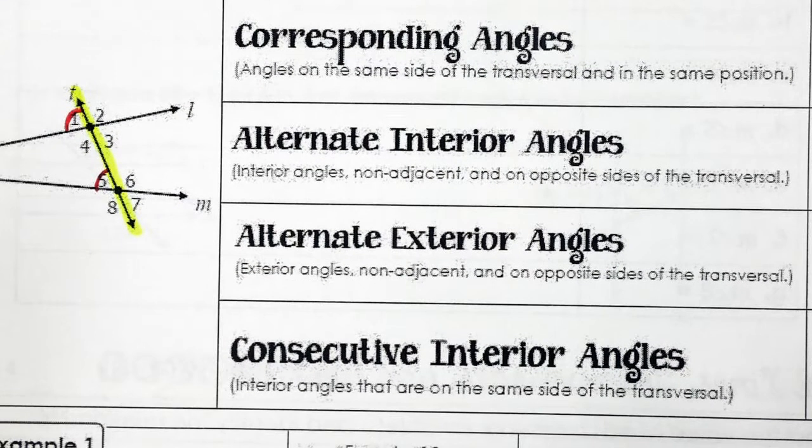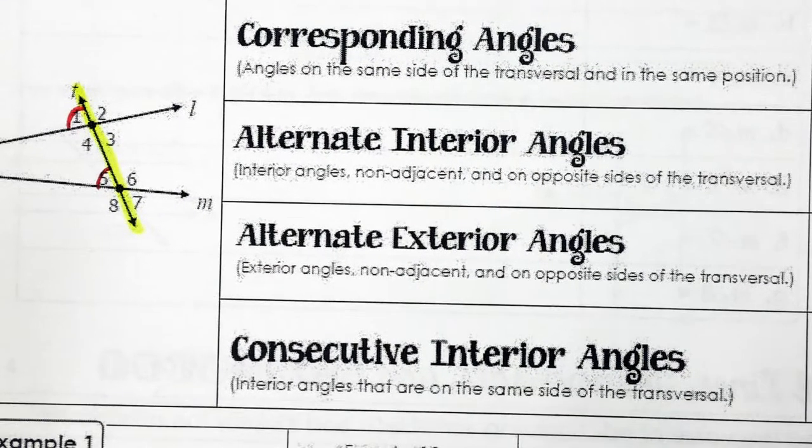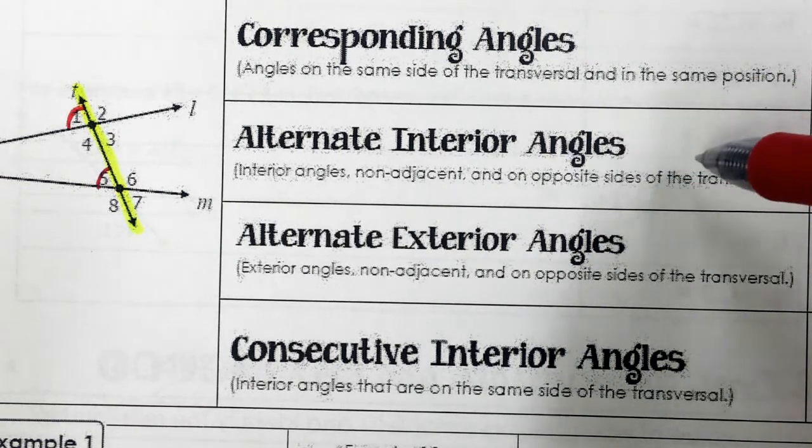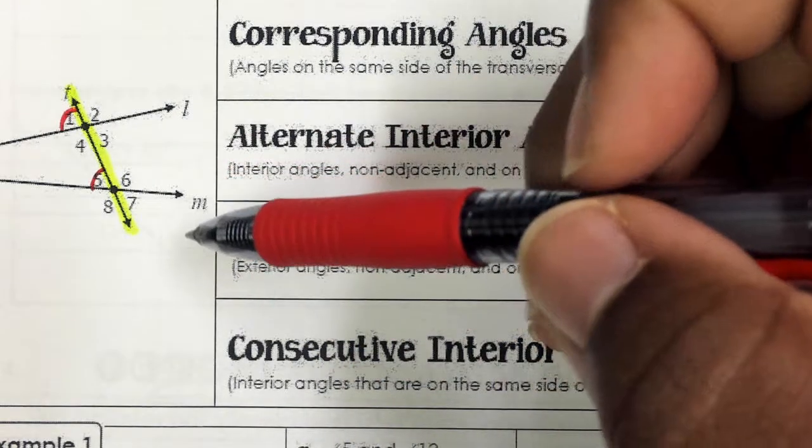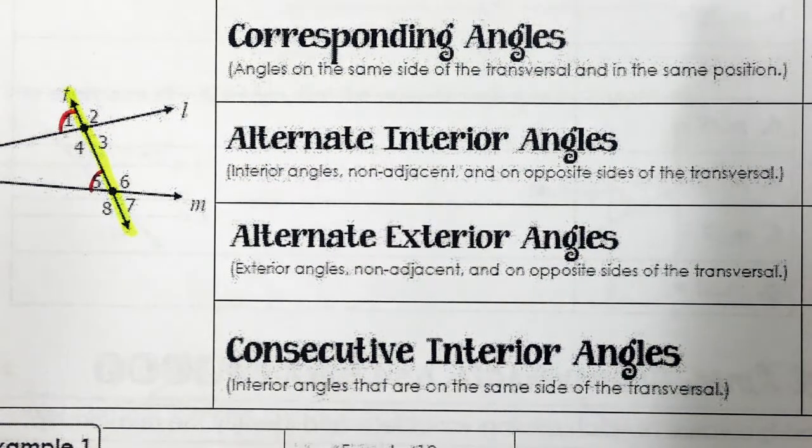Next one. Alternate interior angles. The way I ask my kids to think of these words too, I'm going to read the definition first. Alternate interior angles are non-adjacent angles on opposite sides of the transversal. So they're non-adjacent, meaning they don't sit next to each other, and they're on opposite sides of the transversal. What does the word interior mean? Somebody?